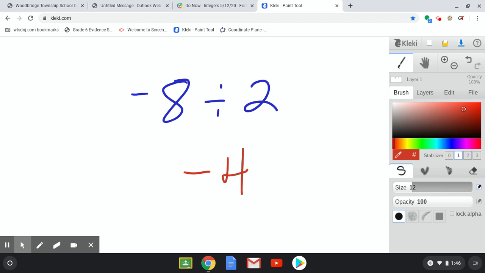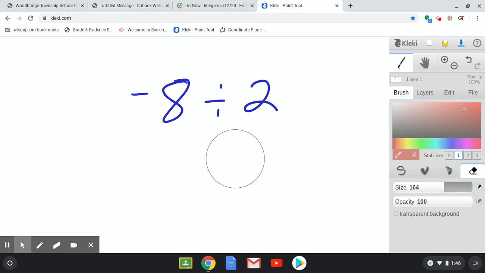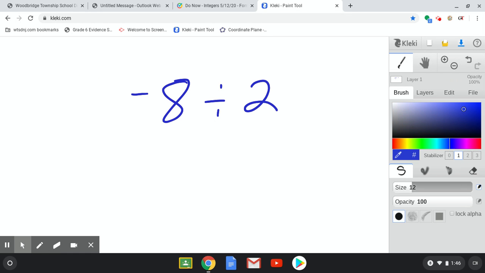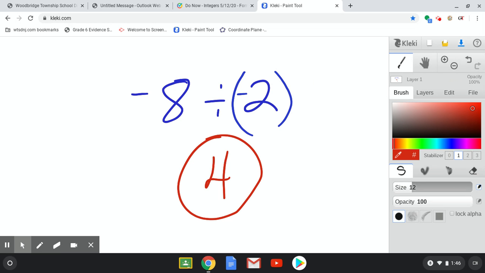Now if I made this, let's say I had negative 8 divided by negative 2. My signs are the same. My answer is going to be positive. And then I go ahead and do the division. 8 divided by 2 is 4. My final answer is a positive 4. Okay, so pretty simple.